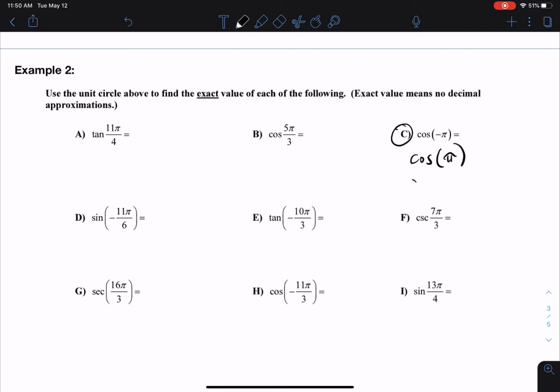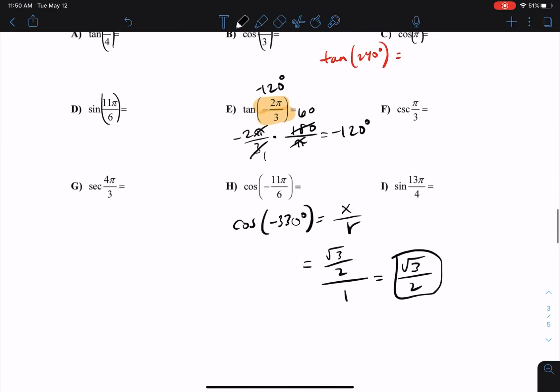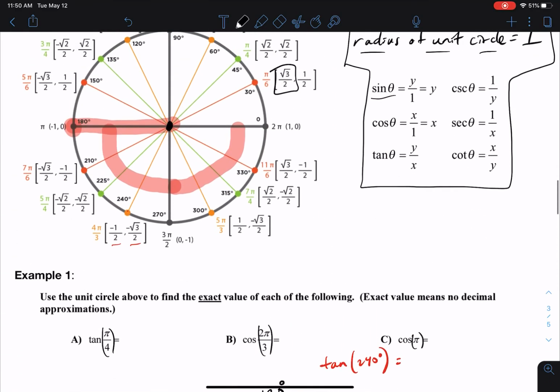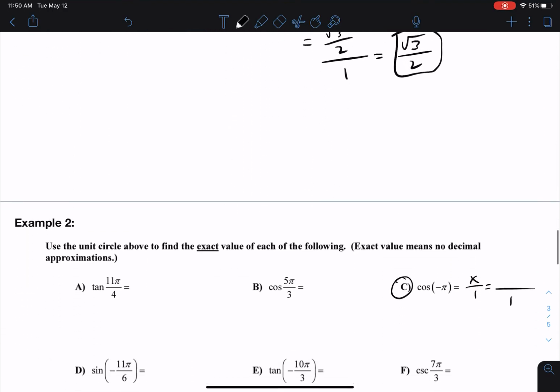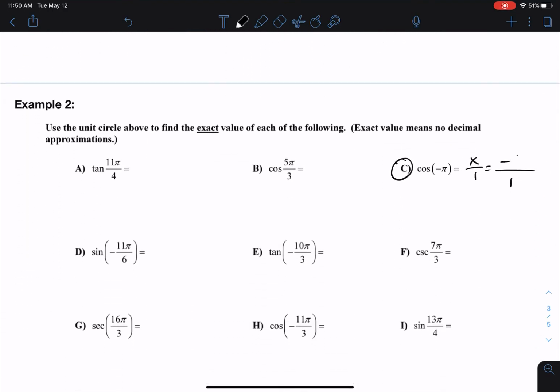So these are all the same location. It's just that you went in the opposite direction. Okay? So it's x over 1, or x over r. At that location, our coordinates are negative 1, 0. So x is negative 1. So negative 1 divided by 1 is negative 1.